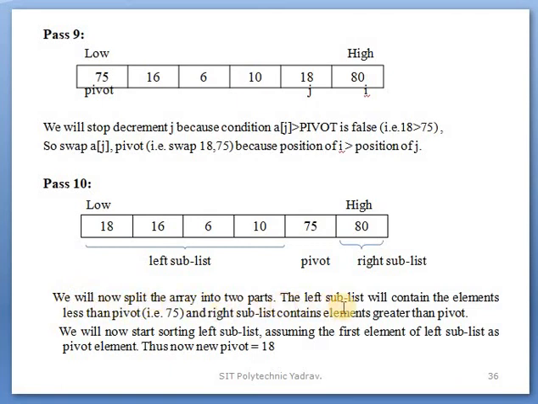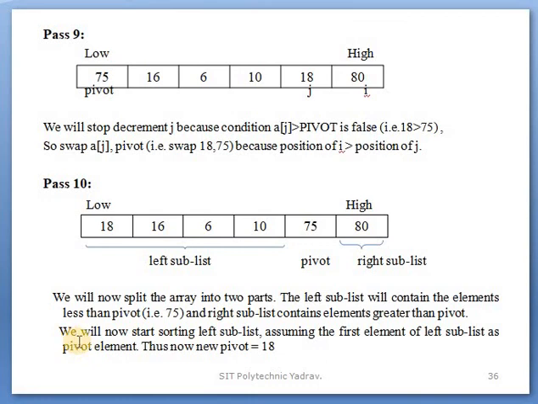Okay, the left sublist will contain the elements less than pivot. Okay, what is your pivot? 75. Clear that? Means in the left sublist, elements are less than pivot, means 70 less than 75, and the right sublist contains elements greater than pivot. In the right sublist are the elements greater than pivot.